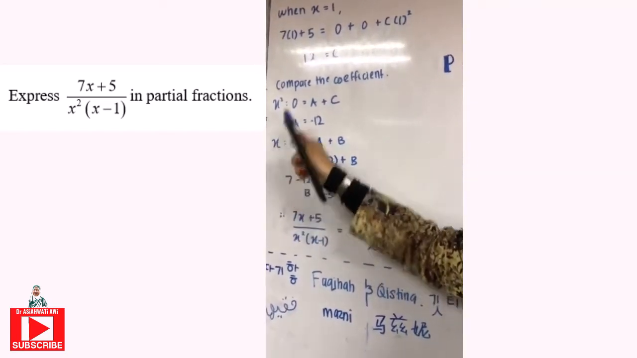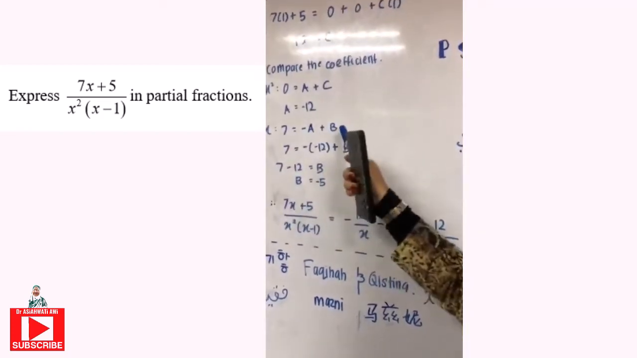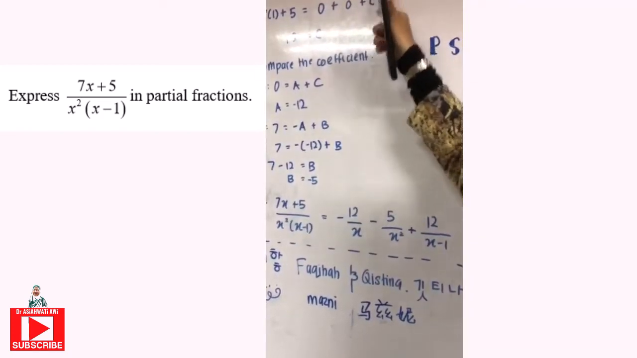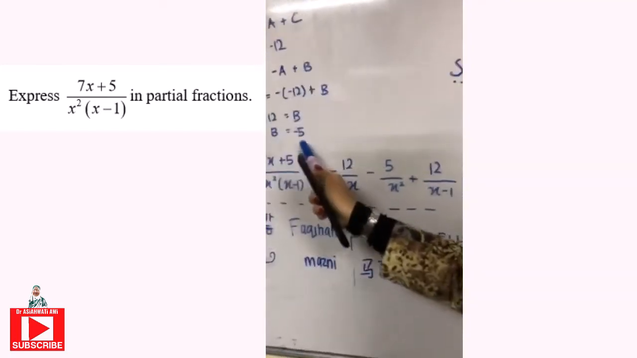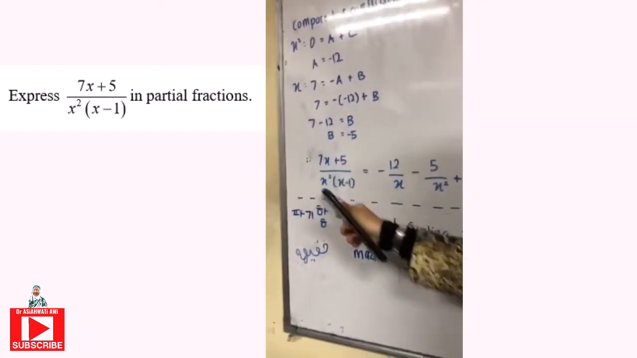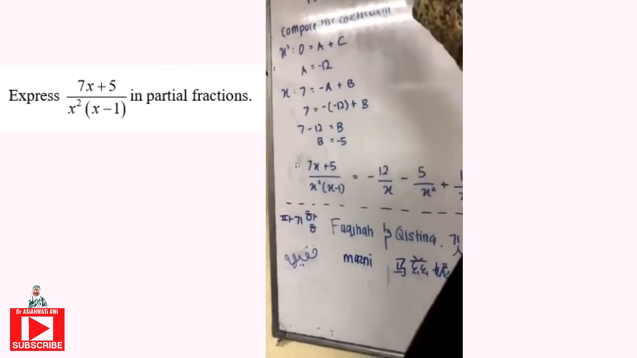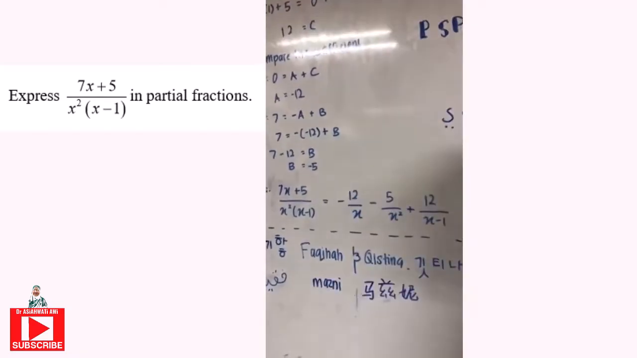Lepas tu perkali x pula 7. Lepas tu tengok mana perkali x kat sini, negatif A dengan B. So dapat, lepas tu kita sub balik negatif 12 kat sini, dapat B, C 5. Lepas tu kita tulis balik dalam equation tu. Alright ni.